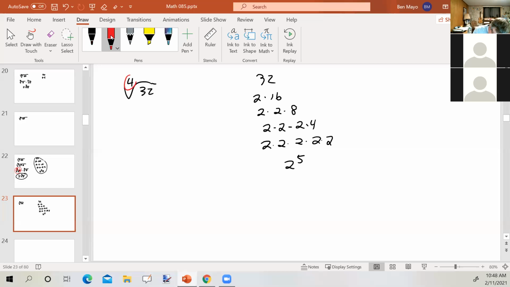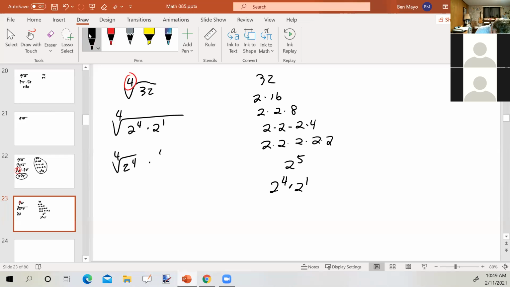But my index is a 4. So what I'm going to do is think of this as 2 to the 4th power times 2 to the 1 power. So this is going to be the 4th root of 2 to the 4th power times 2 to the 1 power. I could rewrite that as the 4th root of 2 to the 4th times the 4th root of 2. I can drop that 1 because it's implied. So I've got 2 to the 4th power and leftovers. What is the 4th root of 2 to the 4th power? What is the nth root of a to the n? It's a, or in this case, 2.